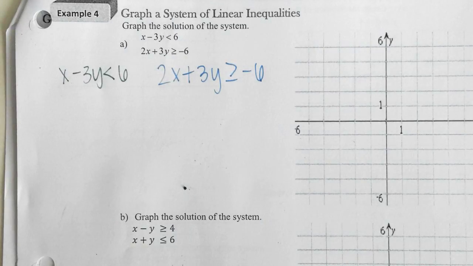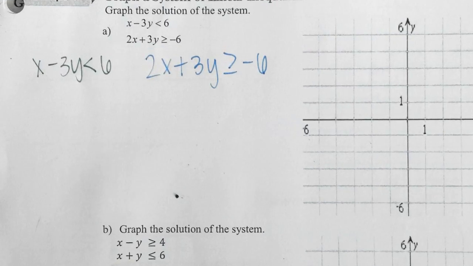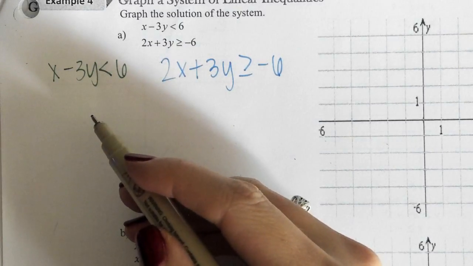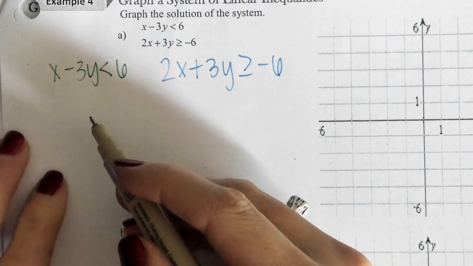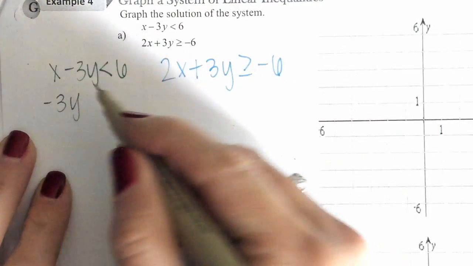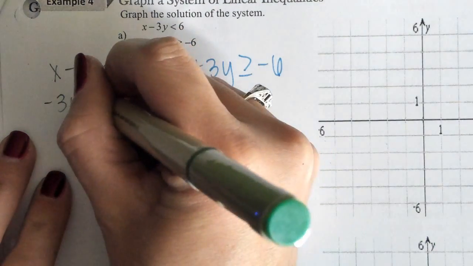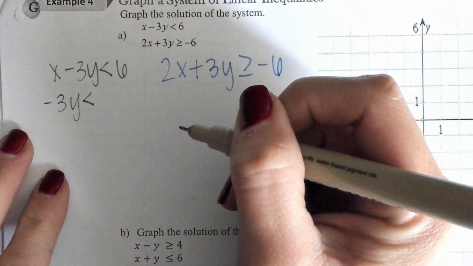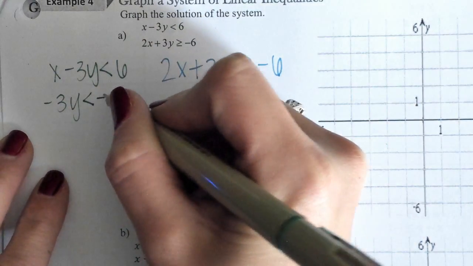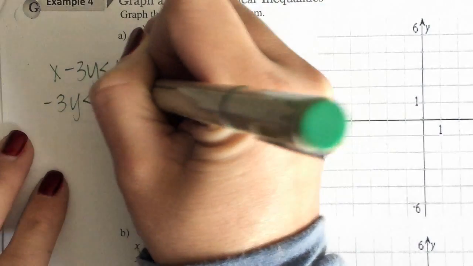Alright, so I've just rewrote them. We have to put both of them in what? Slope intercept. So on this one, I need to move the what first? By doing what? Subtracting. Good. So the negative 3y stays the same. This will be less than what on this side? Good. Negative x plus 6.